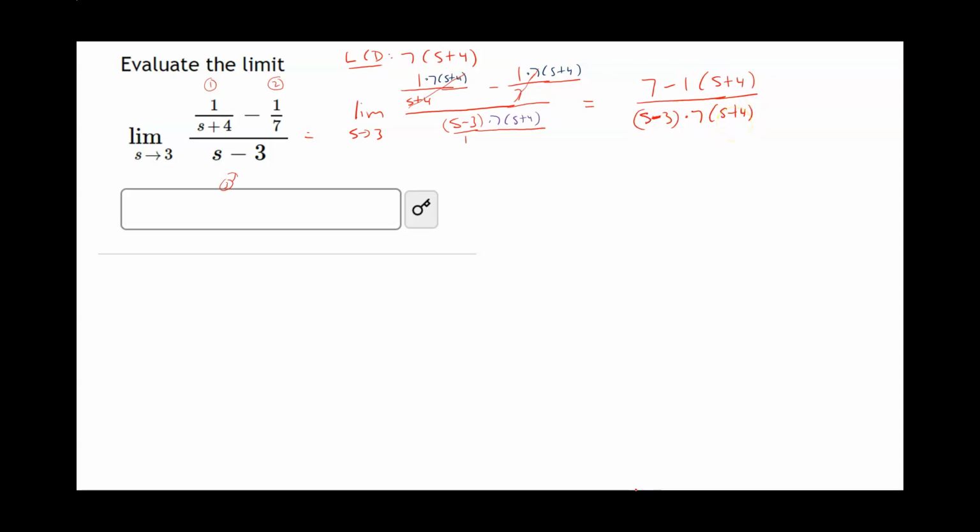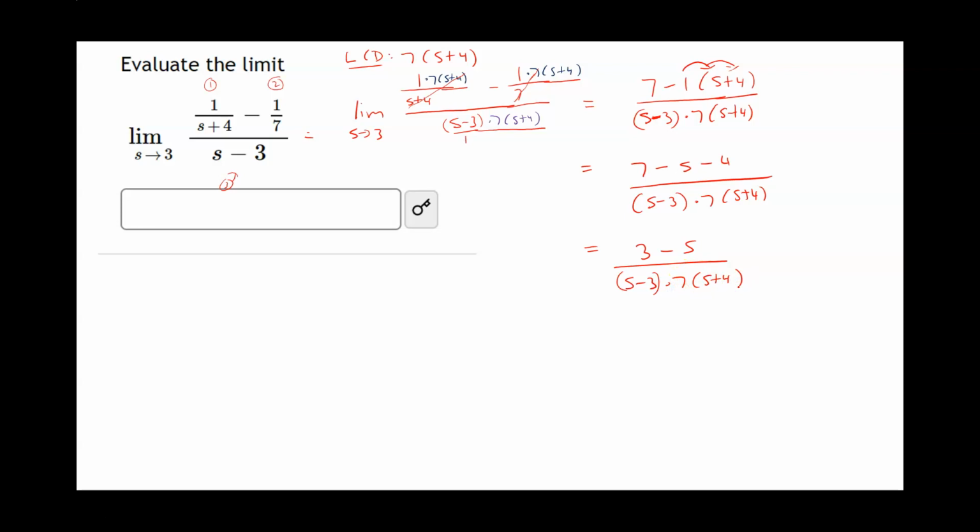Now I'm going to simplify this a little bit further. So the negative 1 is going to distribute. So I have 7 minus s minus 4. And that's still going to be divided by s minus 3 times 7 times s plus 4. Now the 7 minus 4, this becomes 3. So we have 3 minus s divided by s minus 3 times 7 times the quantity s plus 4.